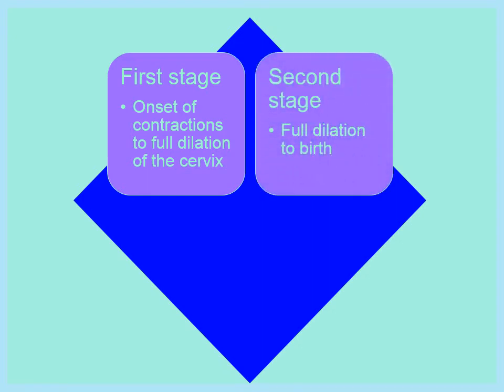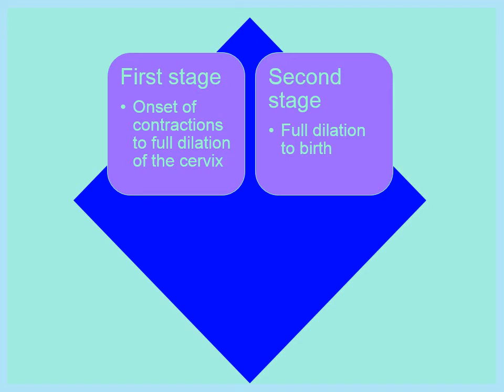The second stage lasts from the time of full dilation of the cervix until the birth of the fetus. There are 2 phases, the latent phase and the active pushing phase. During the latent phase, the fetus continues to passively descend through the birth canal and rotate to an anterior position as a result of ongoing uterine contractions. The urge to bear down during this phase is not strong. Some women may not feel it at all.